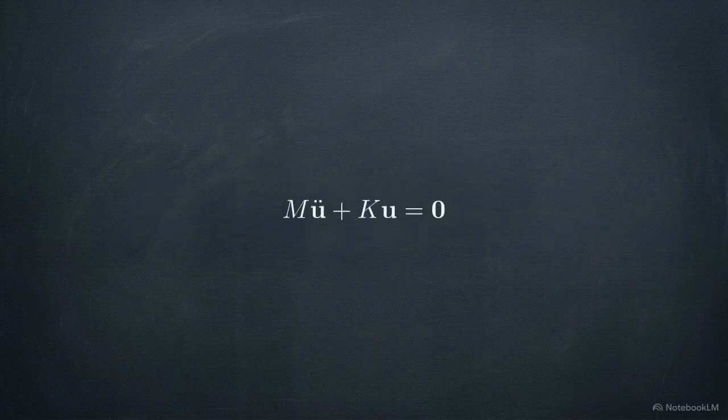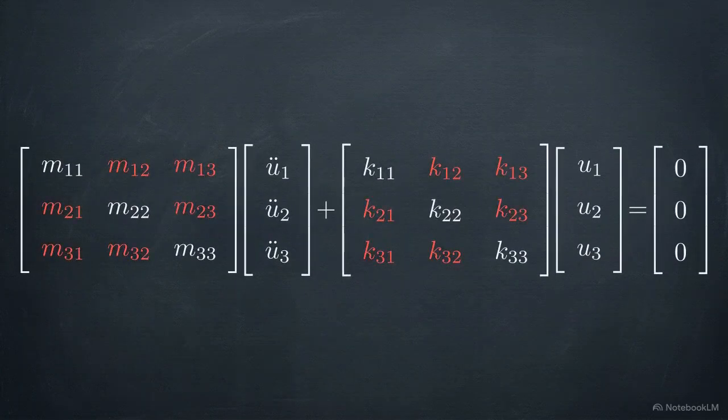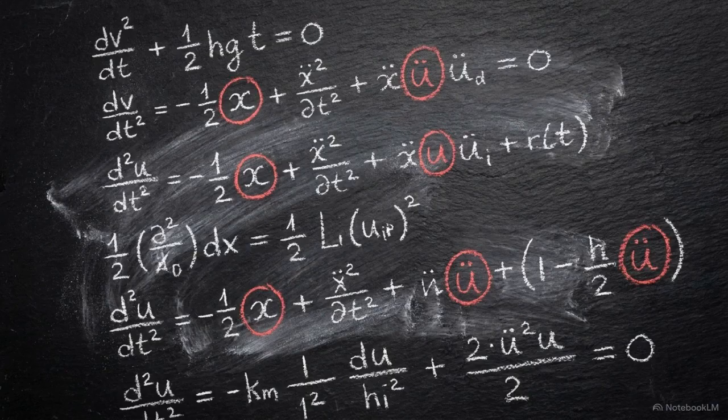This is the differential equation of motion for the system. The red highlights on the off-diagonal terms in the mass and stiffness matrices represent mathematical coupling. These non-zero terms indicate that the displacement and acceleration of each mass are interdependent, requiring all three equations to be solved at the same time.